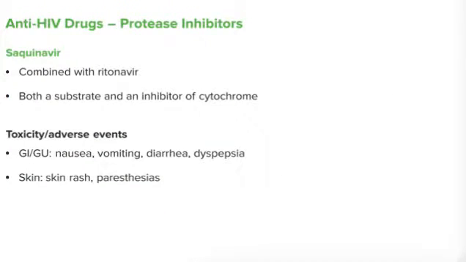Saquinavir is combined with ritonavir, and it is used both as a substrate and an inhibitor of the cytochrome system, so that once again it is improving the efficacy of other agents. Toxicity with this is nausea, vomiting, diarrhea, and dyspepsia, very similar to other agents.